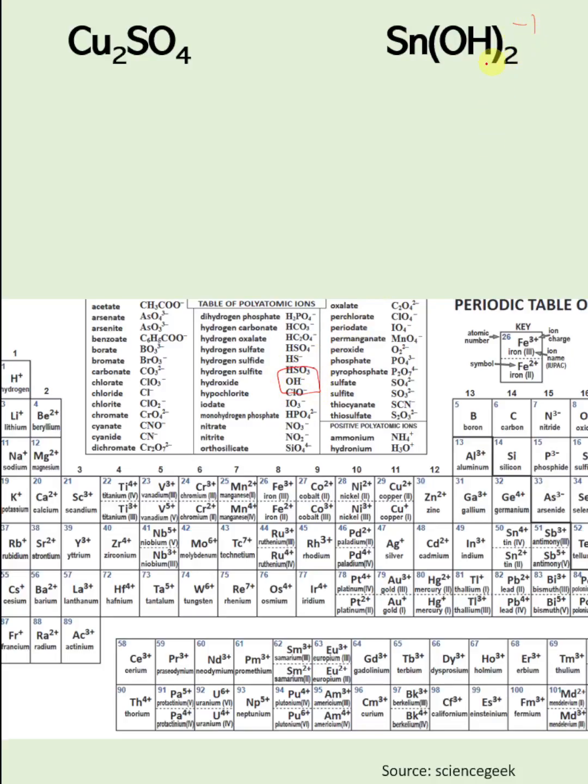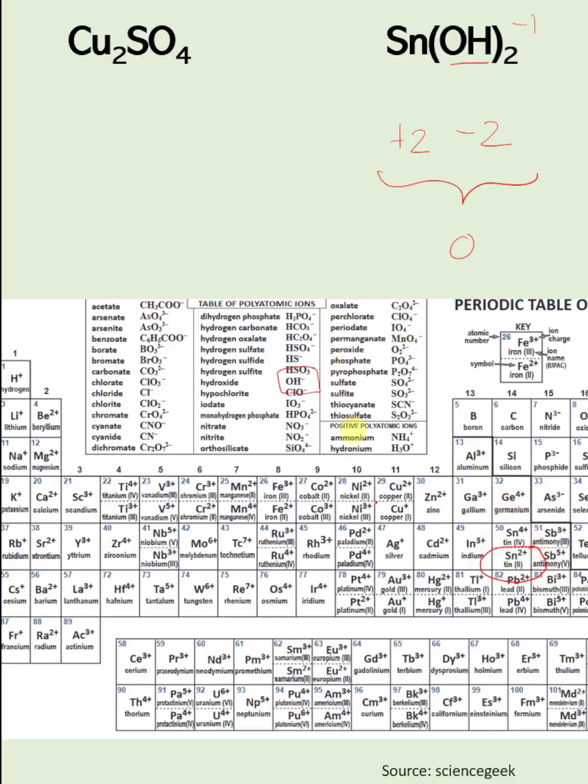Negative 1. So overall here we have two groups of OH. That's what we see here in the parentheses. We have parentheses, then we have 2. So overall, the charge of the OH is negative 2. So what's the charge to make it neutral? The charge coming from the tin must be positive 2. So the charge on this one must be positive 2.